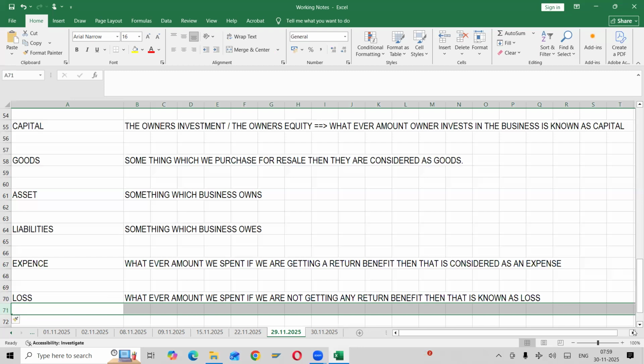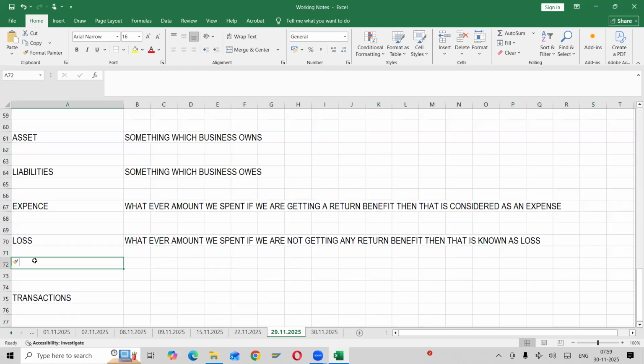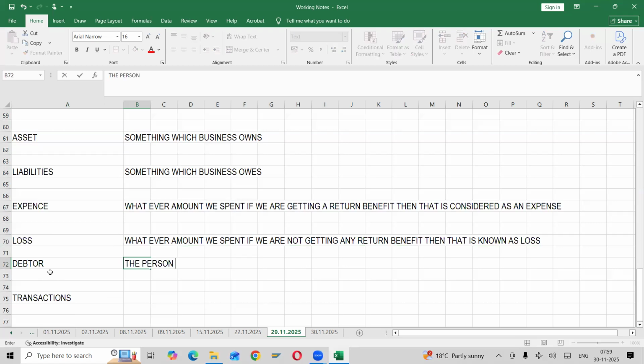Everybody knows it, but still I am reiterating for everybody's benefit. So here, debtor. Okay, B is silent in this. Debtor. Who is a debtor? The person, I'm giving it in commercial language, the person who owes something from the business.